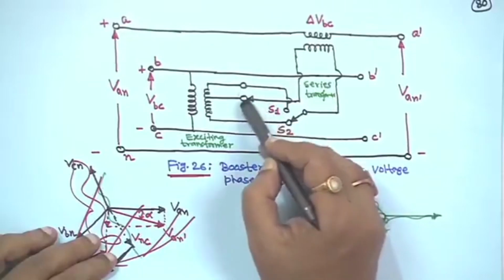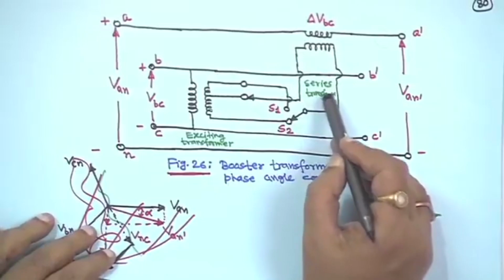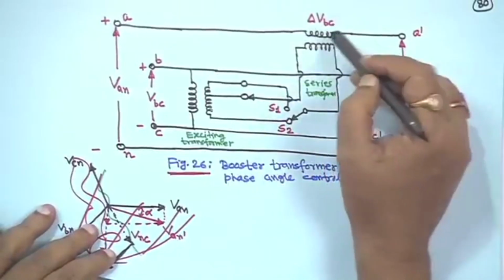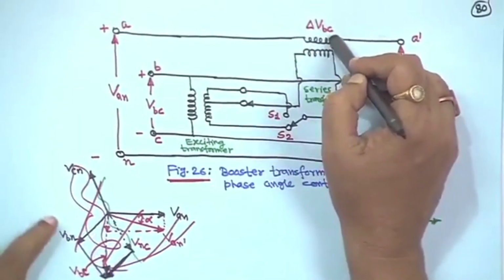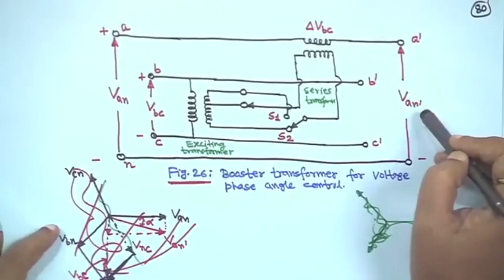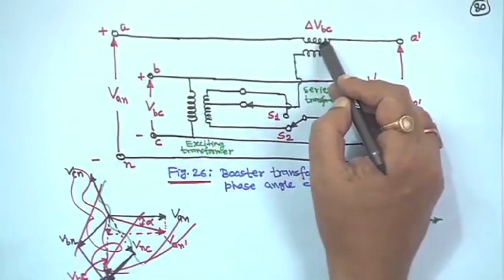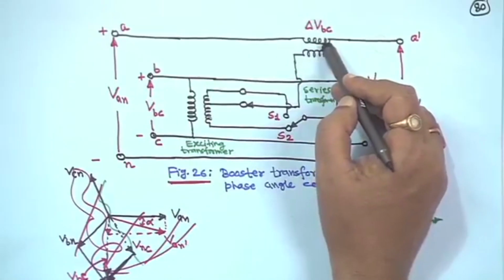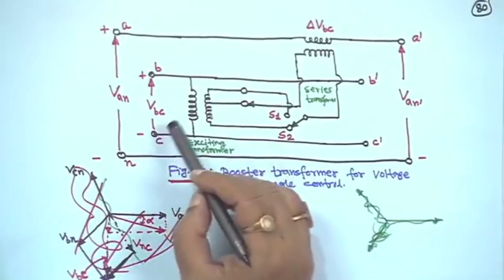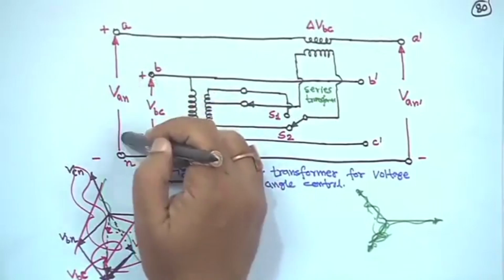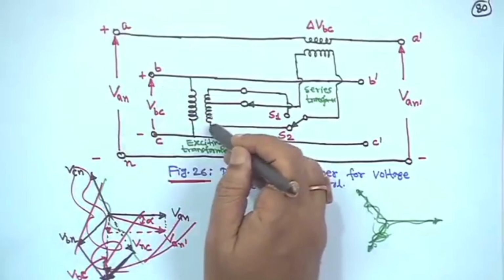Here also tap settings are there, switch S1 S2 is there, and this series transformer is there. So, on this side in phase A, the delta VBC voltage will be added. So, the equation will be Van dash is equal to Van plus delta VBC. Let me look once again: this is phase A, we are considering phase A line to neutral voltage, we take the other two phases VBC, and one exciting transformer is there.